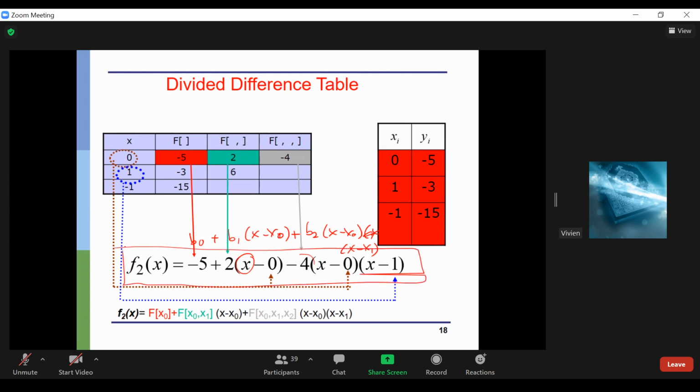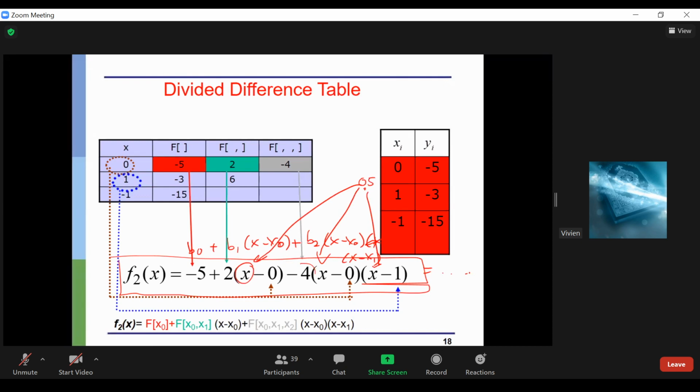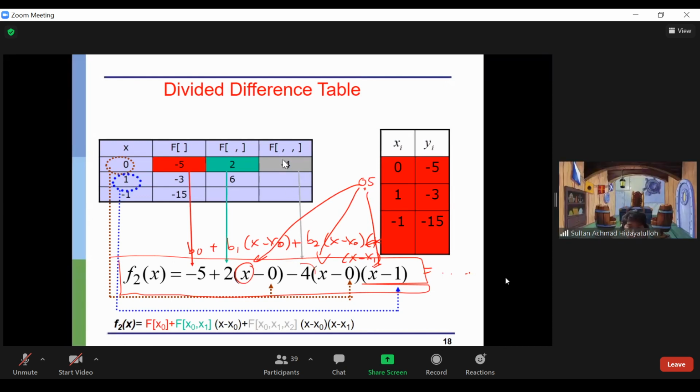So say if we want to find at, say, half, 0.5, we can insert 0.5 here, and then we get the interpolated value, f2(x). Okay. So I hope this is clear. Any question? Not yet, ma'am, for me.